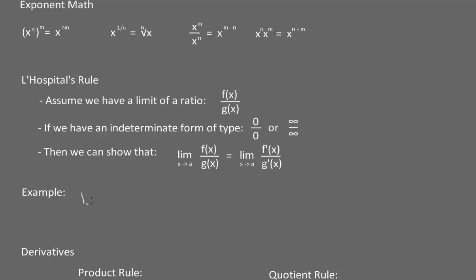Let's assume that we have the limit as x approaches 1 of ln x over x minus 1. Ln of 1 is 0, and 1 minus 1 is 0. So we do have 0 over 0. So we can apply L'Hopital's rule. We take the derivative of the top, which is 1 over x, and the derivative of the bottom, which is 1. And now we can put 1 in, and we get 1 over 1 all over 1, which is simply equal to 1.